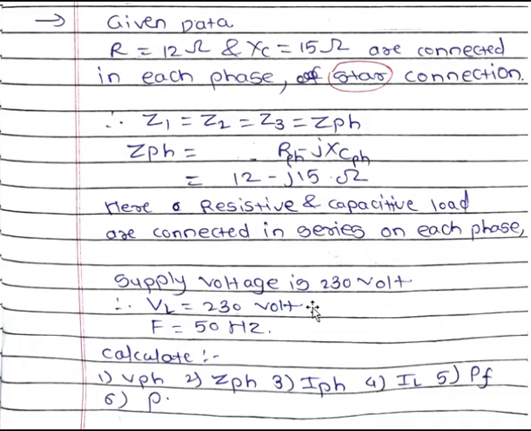Now the given supply voltage is 230 volt, therefore it is the line voltage which is 230 volt, and the frequency is 50 Hz. Now in this example we calculate the value of phase voltage, phase impedance, phase current, line current, power factor and active power.